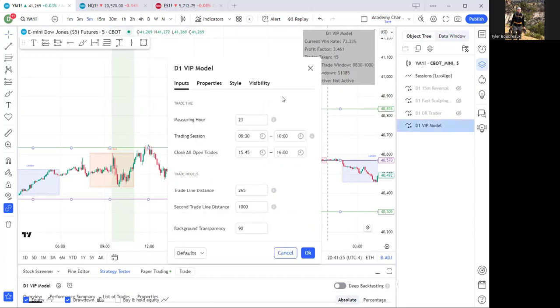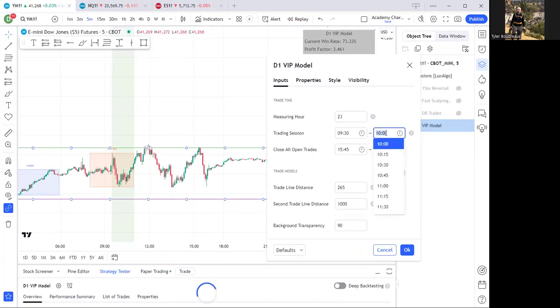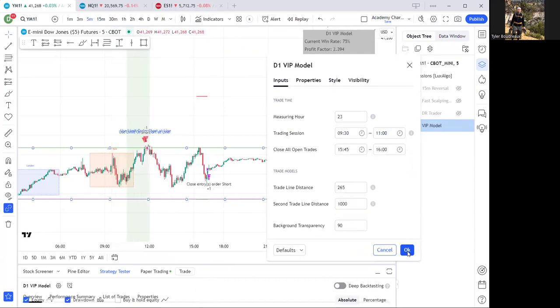Right here, if we move the time, right now it's between 9:30 and 11. You can see it's 1 hour behind right here. So if I change it, you see it's moving that window. Boom. Now it's taking that trade.